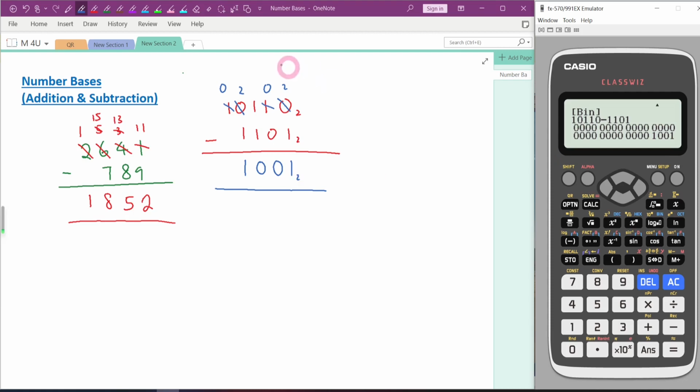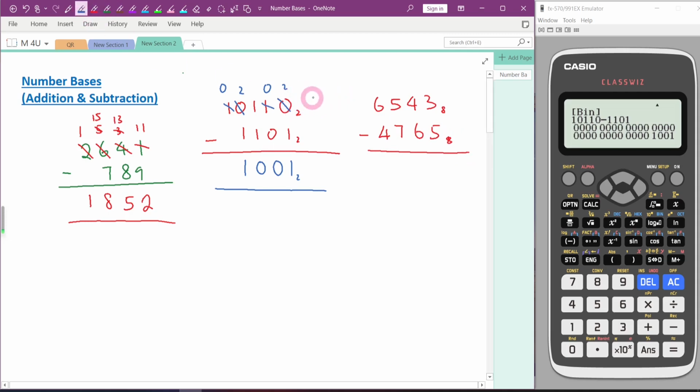Let's try base 8. 6543 base 8 minus 4765 base 8. Okay, now we are going to do the same thing here, but this time when we borrow, we add 8 to it because this is base 8, right? Okay, 3 cannot minus 5, so we have to borrow from here.